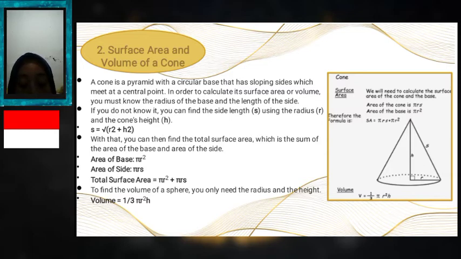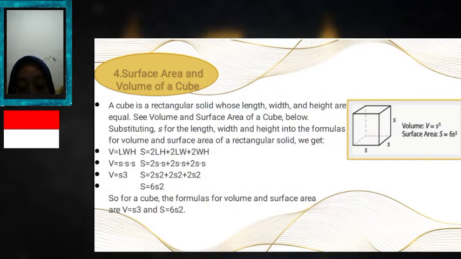When all sides are of equal dimension, it becomes a cube. Either way, finding the surface area and the volume requires the same formula, and you will need to know the height and the width. With all sides the same, surface area and volume of the cube. A cube is a regular solid whose length, width, and height are equal. We find the volume and surface area of a cube by substituting for length, width and height into the formulas for volume and surface area of a rectangular solid.